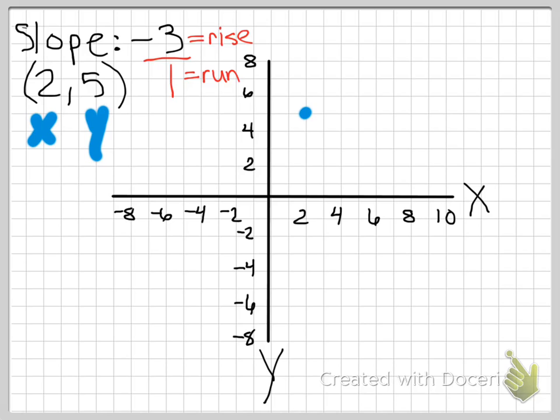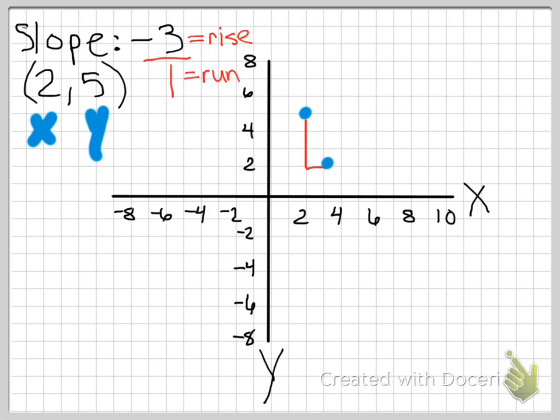Now, this is the important part and what people are getting confused about. You start at the point you've already plotted. That's your starting point. So I start at the point that I've already plotted, and I rise -3. I'm going down 3 from 5 down to 2. I rise -3, and then I go over 1, and I plot my point.